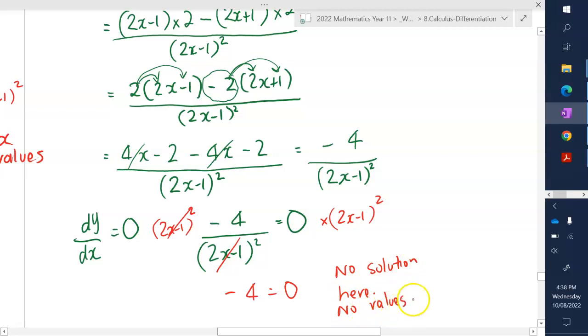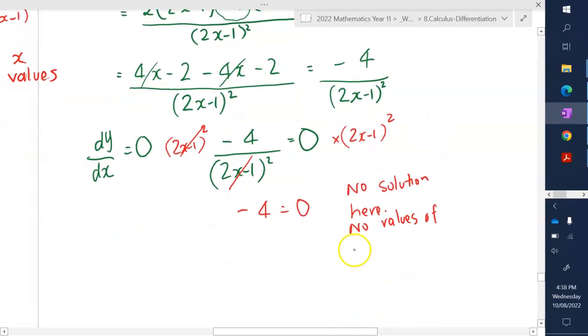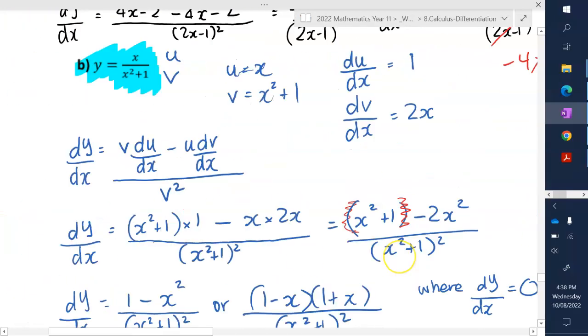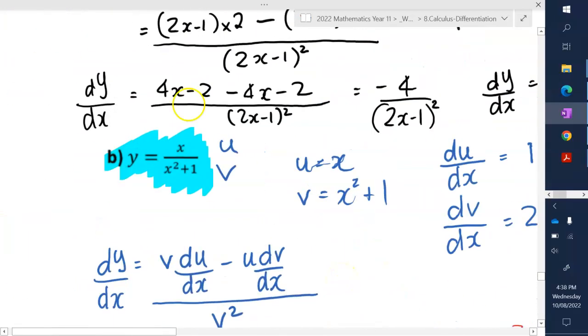No values of x where dy dx is equal to 0. We can't do anything with it. And that's okay to write that. And that's something I know you guys are needing to get a hang of, is that sometimes we're going to have a no solution, and that's okay. Rightio, that was our first question. Let's do the second one.